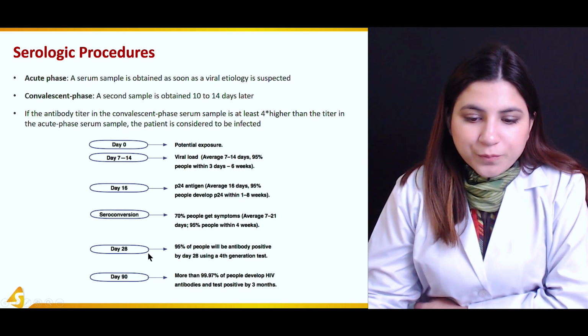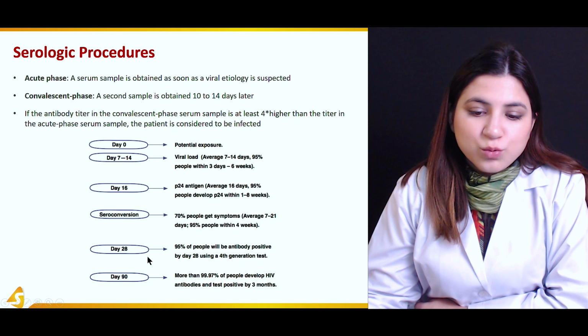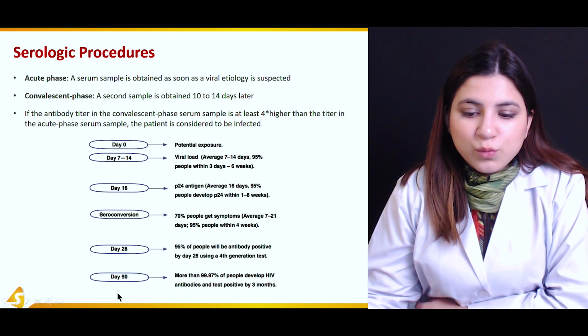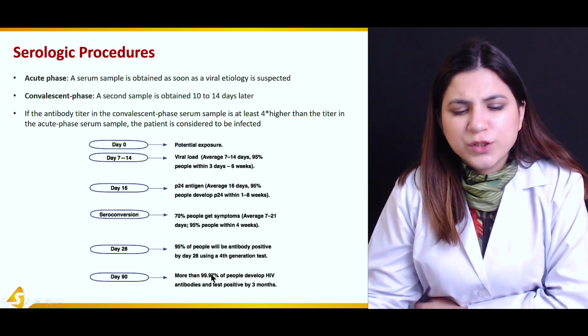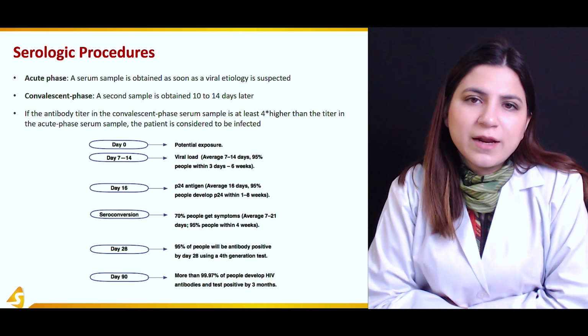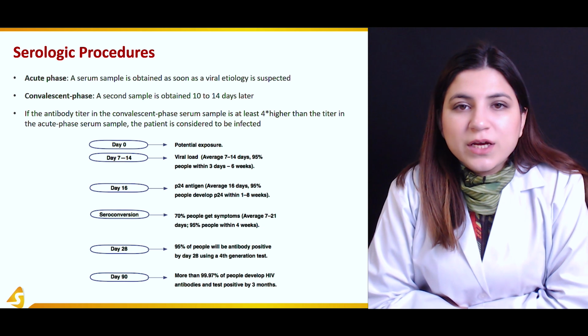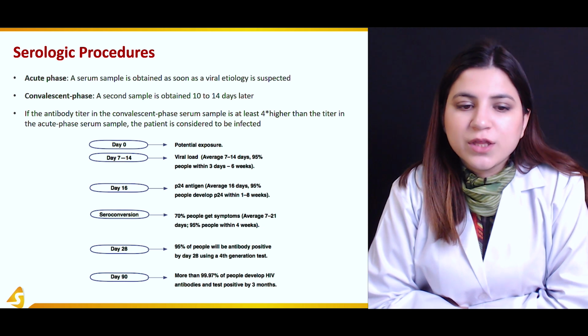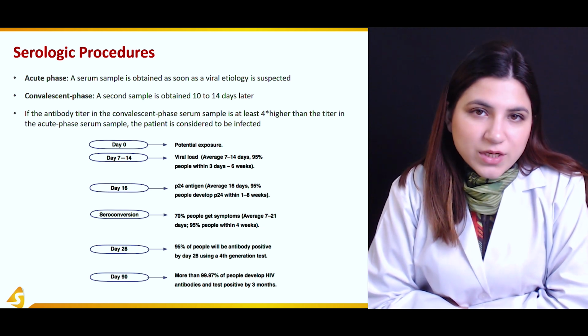By day 28, 95% of the patients that are infected with that particular virus will be positive for the antibody. And by day 90, more than 99.97% of the people will develop HIV antibodies and will test positive by 3 months. But usually 14 to 28 days later, you can identify the antibody, and the titer of the antibody is 4 times or way higher as compared to the titer that was taken during the acute phase, and thus we can declare a patient as an infected patient.